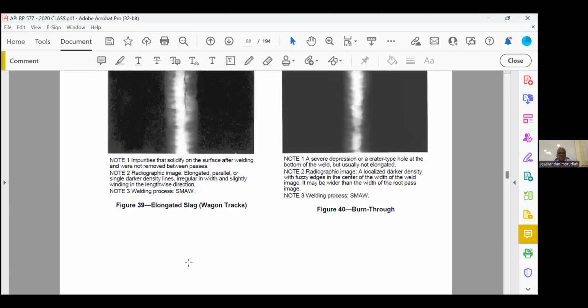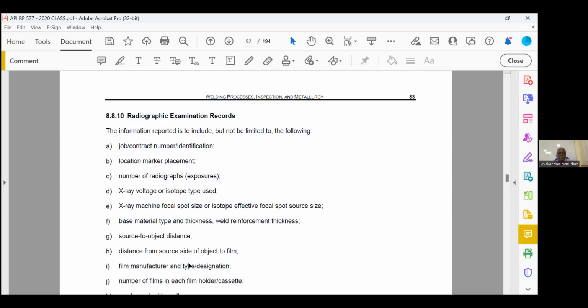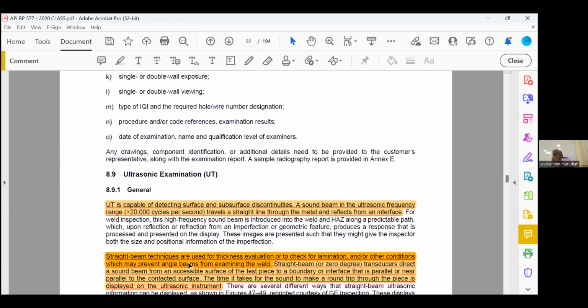Now we will go to the ultrasonic. See, we have seen in section 5 only thickness gauging, but ultrasonic equipment has many types of display, but the important ones are three: A, B, C.